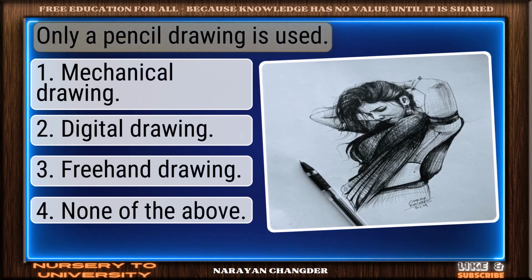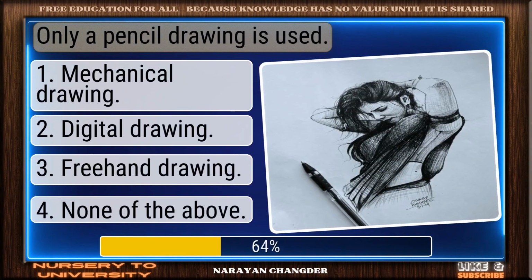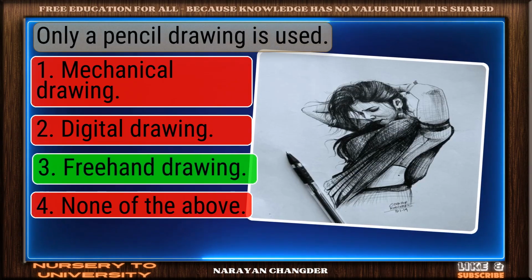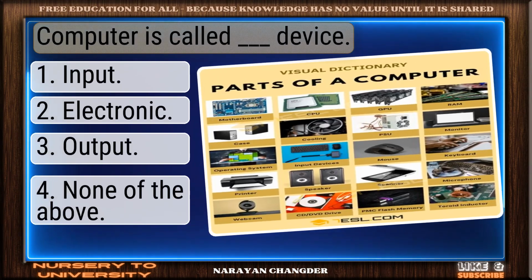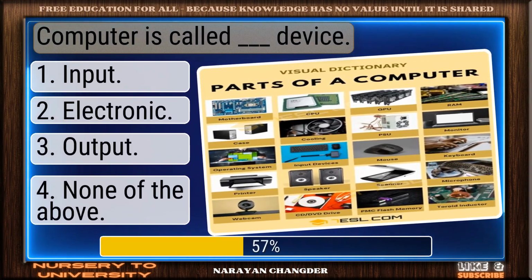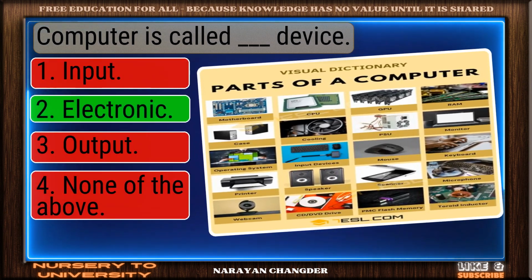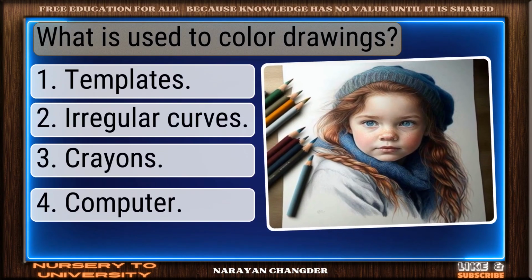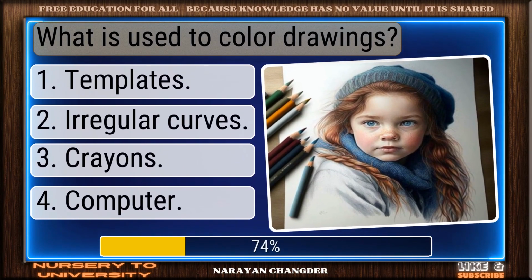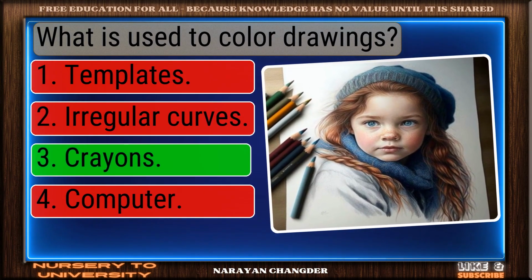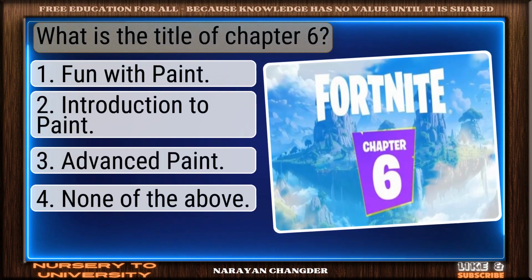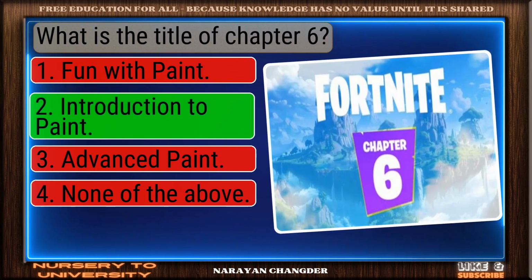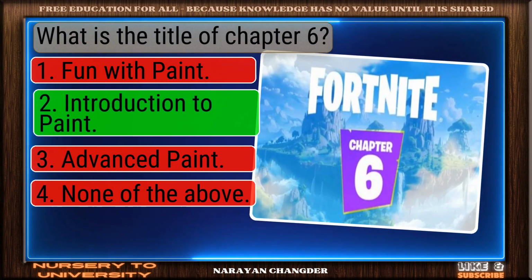Only a pencil drawing is used. Right choice. Freehand drawing is best. Computer is called dash device. Great job. Electronic is accurate. What is used to color drawings? Nicely done. Crayons is solid. What is the title of chapter 6? Correct response. Introduction to Paint is accurate.